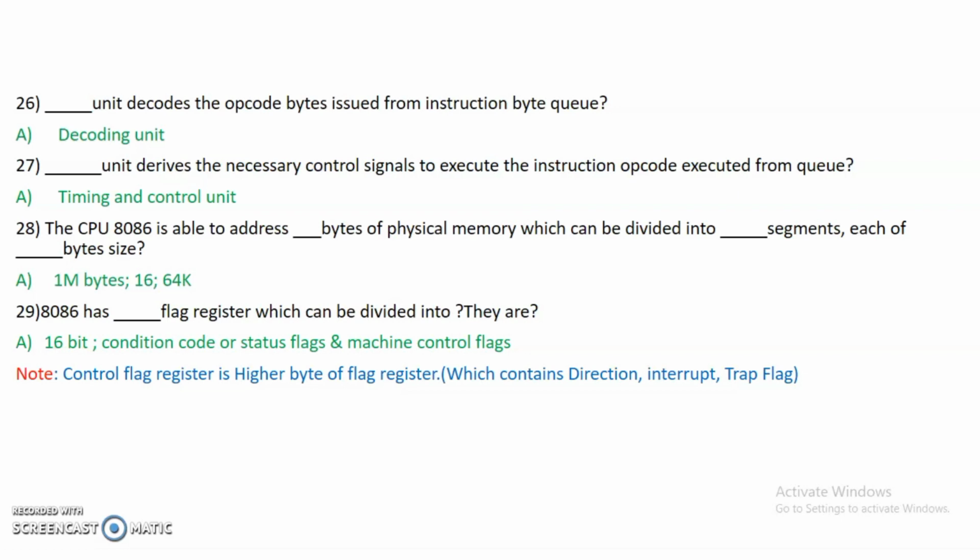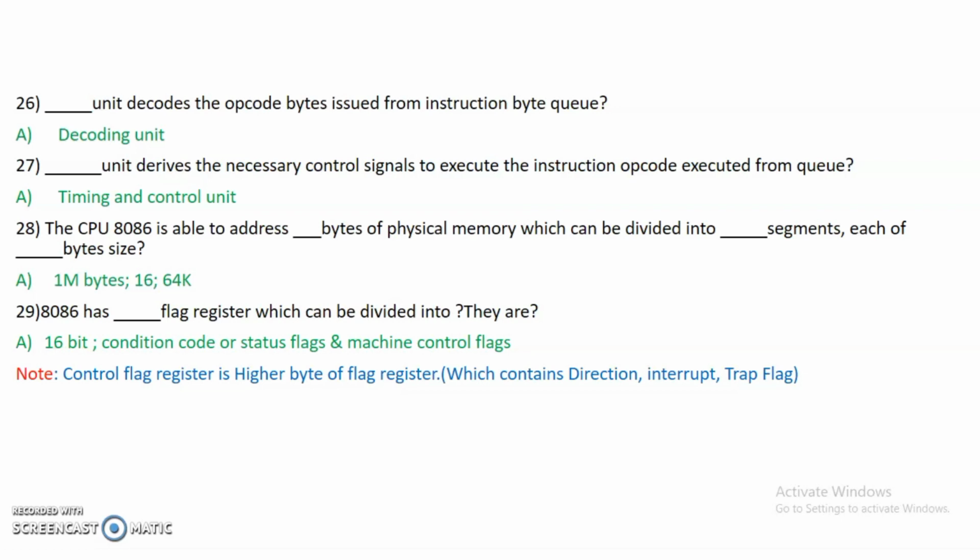Bit number 28. The CPU 8086 is able to address dash bytes of physical memory which can be divided into dash segments, each of dash byte size. So as I told you earlier, it can address 1 megabyte and it will be divided into 16 segments. So each segment will be of 64 kilobyte size.